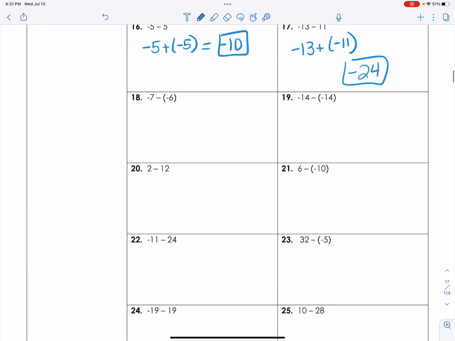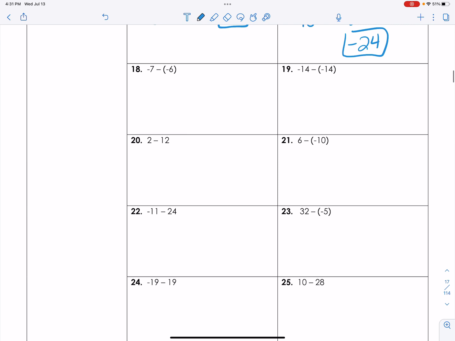Okay, so let's do a couple more. So on this one, I'm going to add the opposite. So it was a negative 6, so my signs are different. I'm going to subtract, and the bigger value is the 7. There's 7 reds, so it's a negative 1. And on this one, I'm going to add the opposite. So I have 14 reds and 14 yellows. They would all cancel each other out, and my answer is 0.